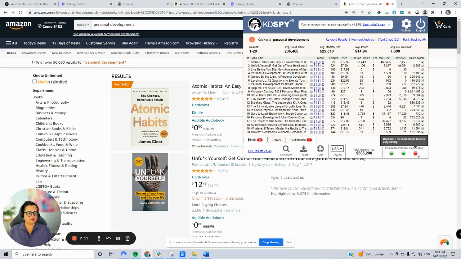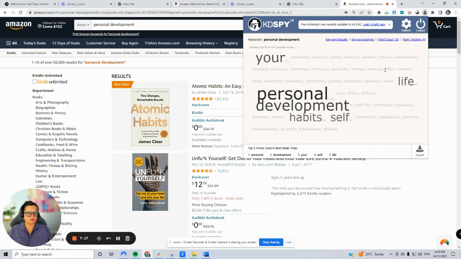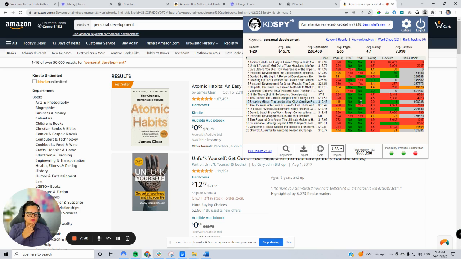So the next steps that I would take in order to determine whether or not I would go with this, I want to have a look at what sort of words are being used. So these are the top 5 words in the titles of the bestsellers. So personal development, yourself, and life. So you could use a combination of those words in your title if you wanted to. Let's have a look at keyword analysis.